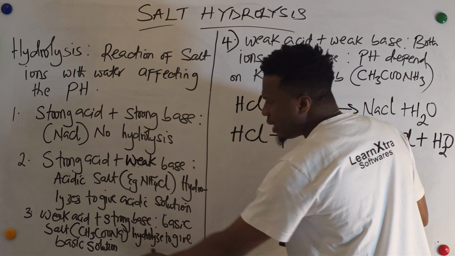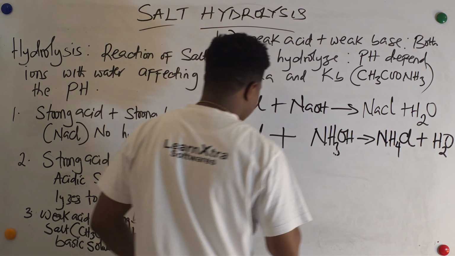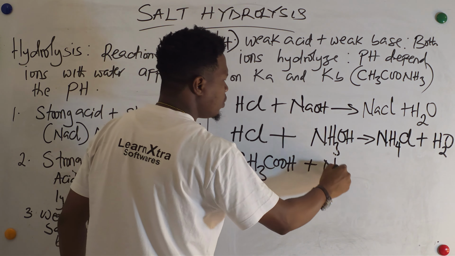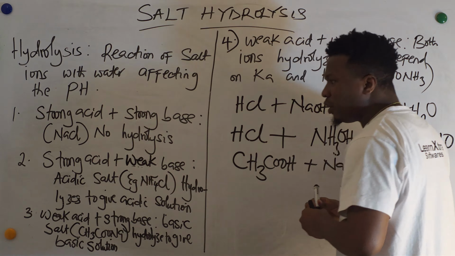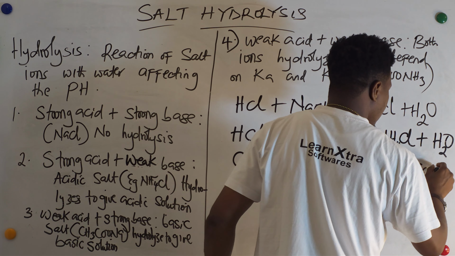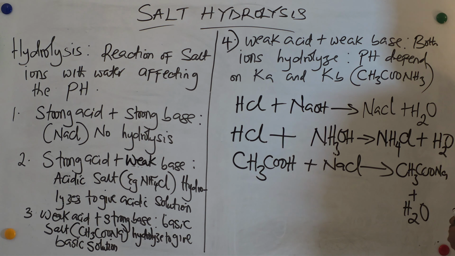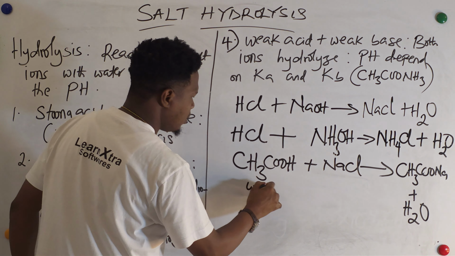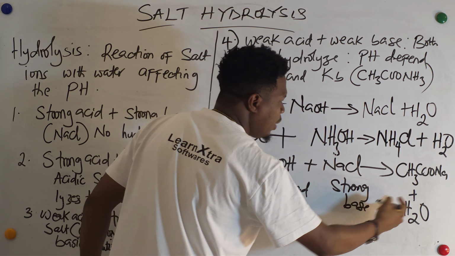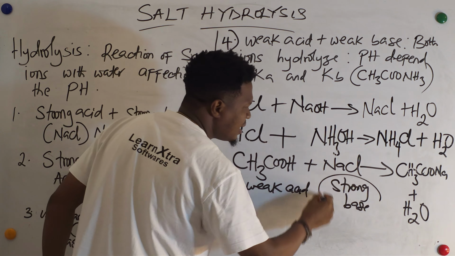Now for the third one, we have that weak acid plus strong base will hydrolyze to give a basic solution. Example is sodium ethanoate. Okay, how do we get sodium ethanoate? Sodium ethanoate is gotten by reacting, let's say, ethanoic acid with sodium hydroxide. Now, if you treat ethanoic acid with the base, you are going to have CH3COONa plus water. Okay, so this is a weak acid, this is a strong base. So when you hydrolyze it back, the solution is going to become basic. Why? Because this is a strong base.